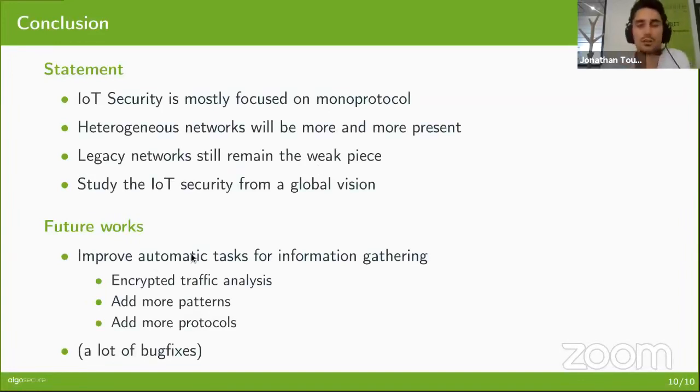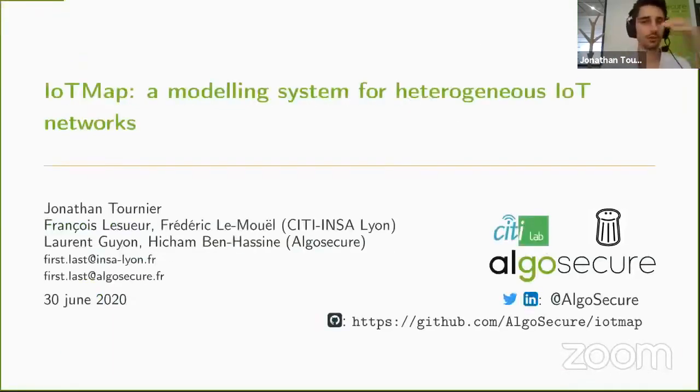As future works, there are a lot, such as improving IoTMap for different tasks, such as information gathering, by adding an encrypted traffic analysis, adding more patterns to detect more applications, and adding more protocols to be able to analyze more networks. So thank you for your attention. If you have some questions, feel free to ask them.